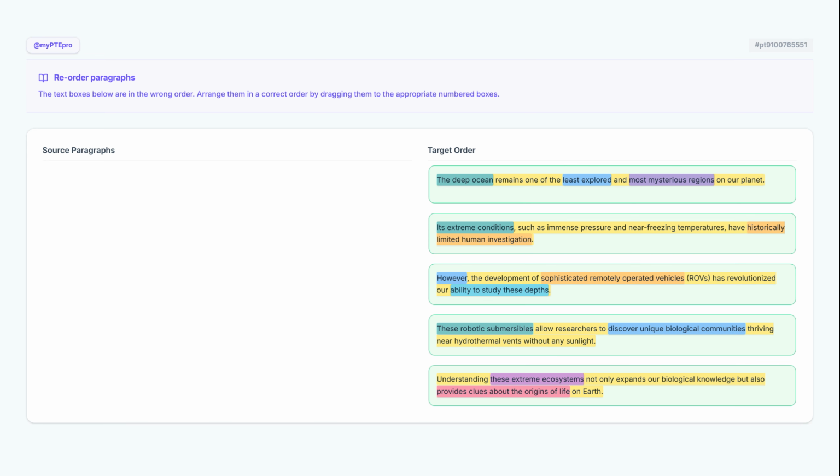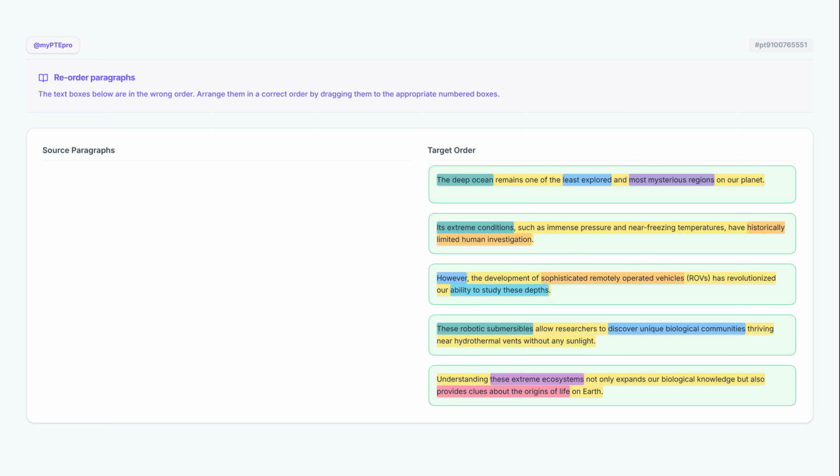I am placing this sentence in the fifth position because the phrase, "these extreme ecosystems," functions as a summary reference for the biological communities described in the previous sentence. It provides a logical conclusion by explaining the ultimate value of the research for our biological knowledge and understanding of life's history.